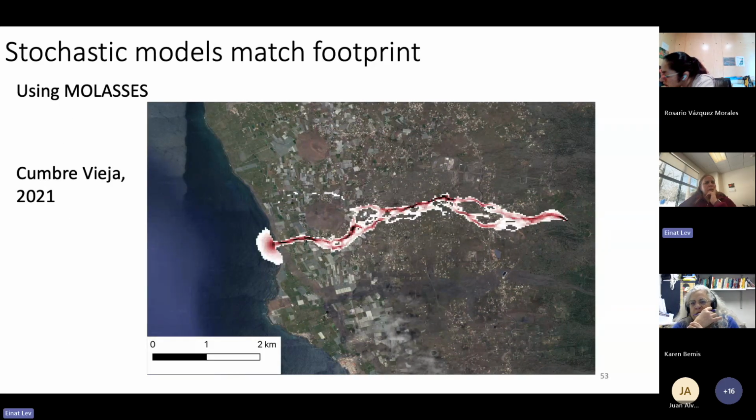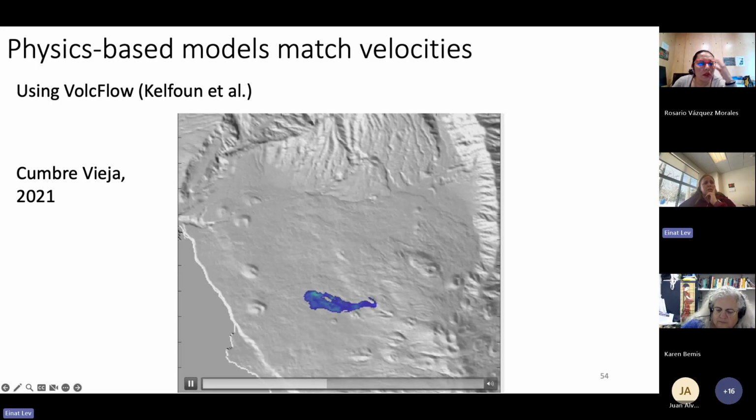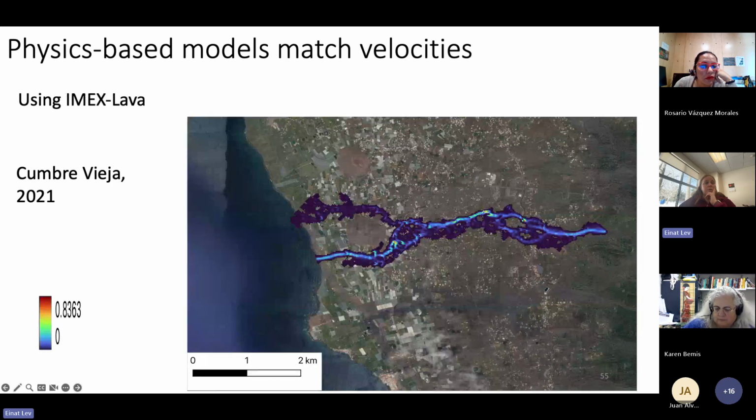So yeah, we said that stochastic models usually look at matching the footprint, while physics-based models look at matching lava velocities. For example, this is a VolcFlow simulation of the Cumbre Vieja eruption, and it gives you velocities that you can then compare with observed velocities. This is an IMAX run of the same eruption with the channelized flow. You can see it has the highest velocities going all the way down to the ocean.